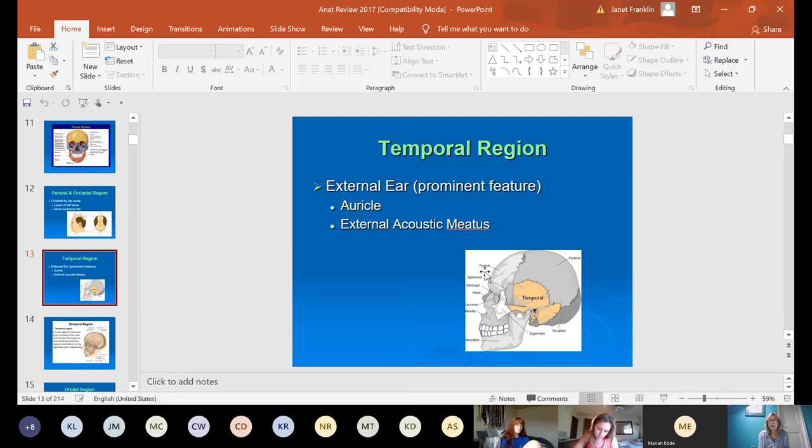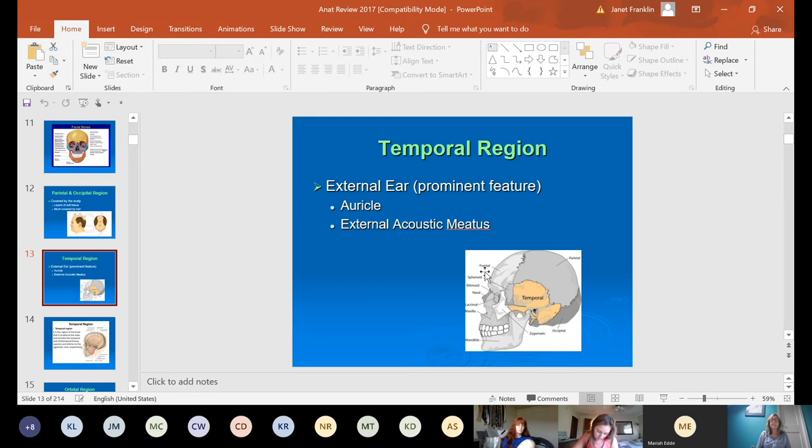Your external ear is in your temporal region. It's called your auricle. Basically, that's your ear. Anytime you see the word auricle as part of a term or a question, auricle is going to be the ear. And usually it's going to have a descriptor. They'll use the word auricular, which means the same thing. It's the ear area. So you might have posterior auricular or anterior auricular. Anytime you hear auricle or auricular, it's going to be the ear area.